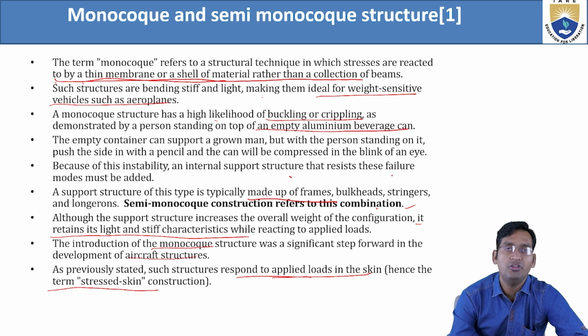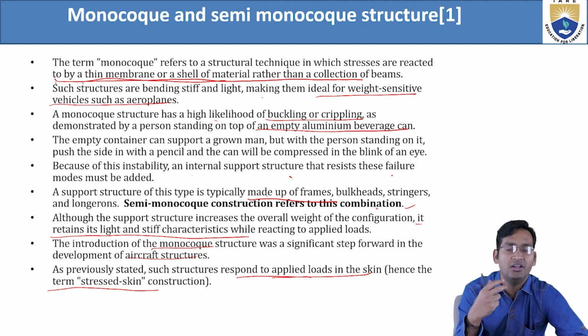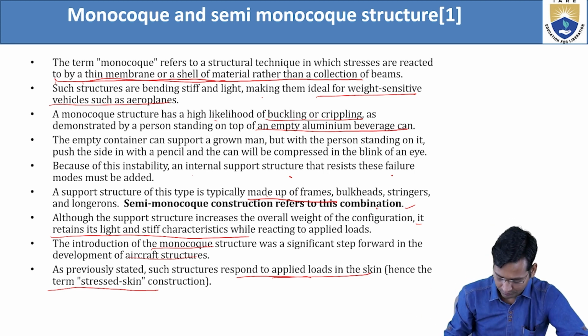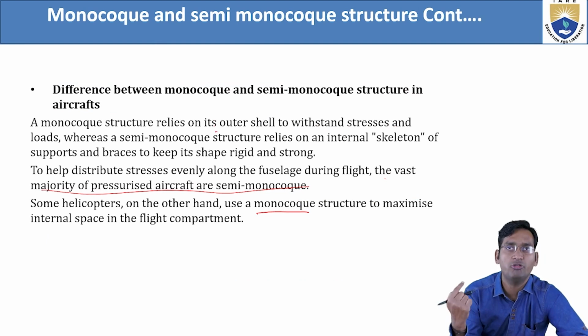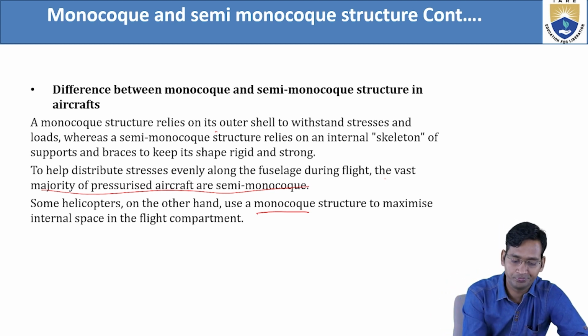Semi-monocoque is what? When we attach some additional structure to support that monocoque. Means monocoque is there, we are attaching some internal frames, structure or anything in the monocoque, then it becomes the semi-monocoque construction. Okay. Then differences. In monocoque, only the outer shell is experiencing the load. In semi-monocoque, internal frames also. So it depends on the internal structure also.